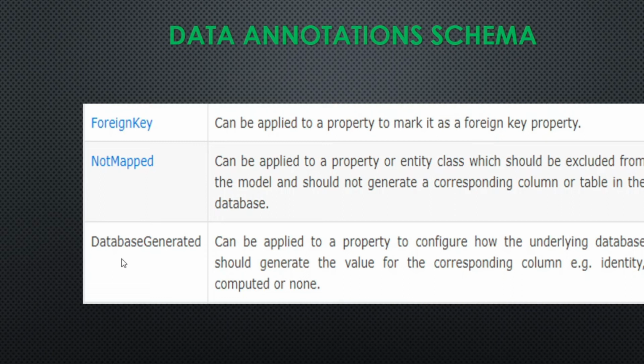And we have DatabaseGenerated, which can be applied to a property to configure how the underlying database should generate the value of the corresponding column. We have in SQL things like the default value, and we have the identity. Identity means that the value of the column will be generated. For example, the first value will be 1, the second will be 2, the third will be 3, and so on. So this means that the value of the column will be automatically generated.